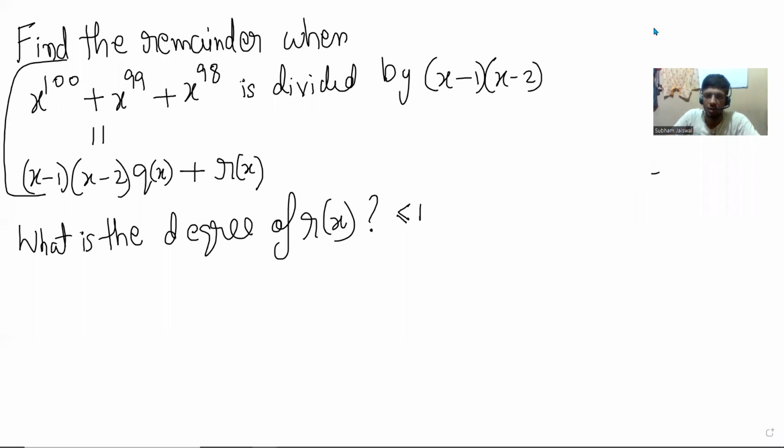Try to use this new knowledge, because now you know that R(x) is not more than a linear polynomial, right? Any ideas how you would use it?